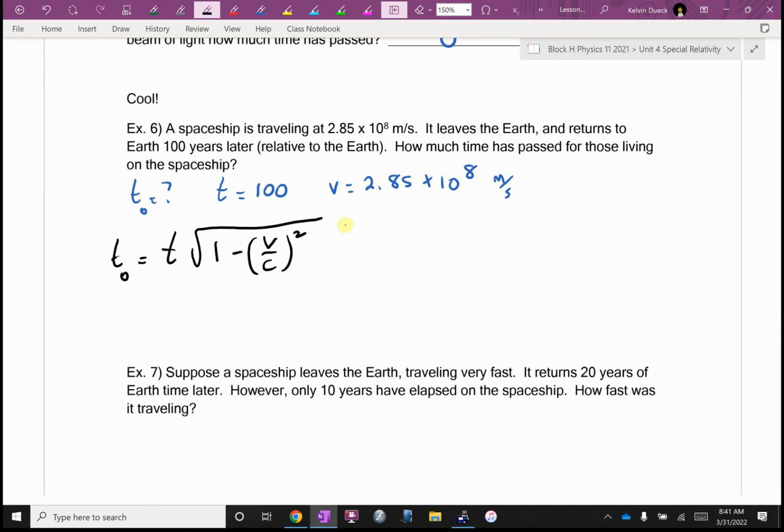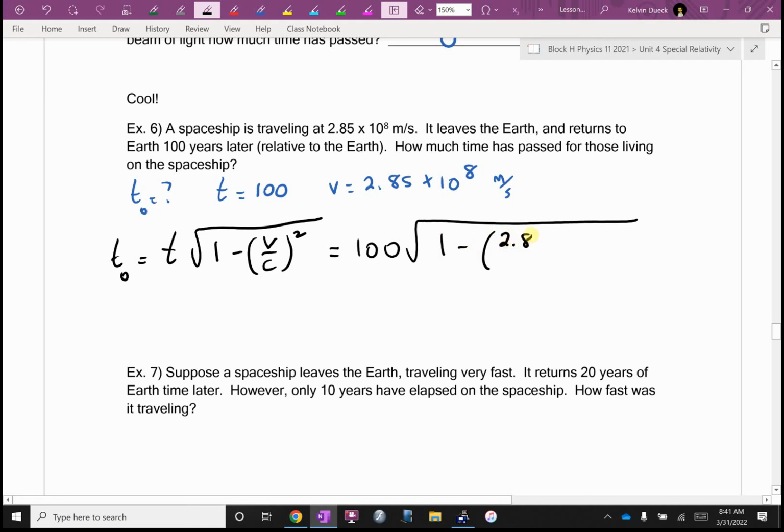Let's plug in the numbers. What's T? Yep. And then big square root, 1 minus, what's V? Well, it's 2.85 times 10 to the 8th.